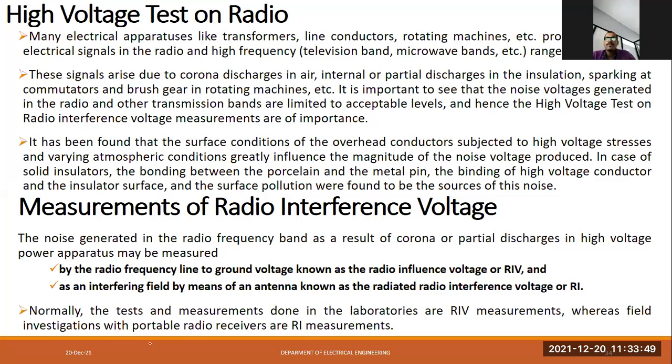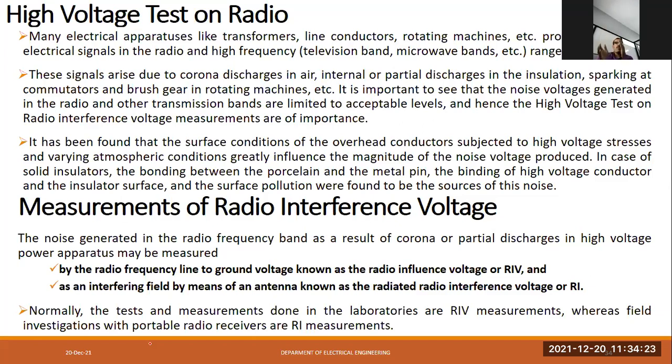No, sir. Okay, fine. So let us move towards the end of the unit, that is the high voltage test on radio interference. First of all, we will understand what the high voltage test on radio interference is. As we know, there are many electrical apparatus like transformers, line conductors, and rotating machines that produce electrical signals. The signals they produce are in line with radio and high frequency, like the television band and the microwave band.